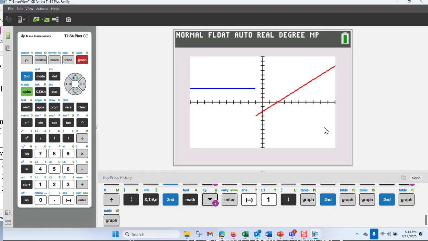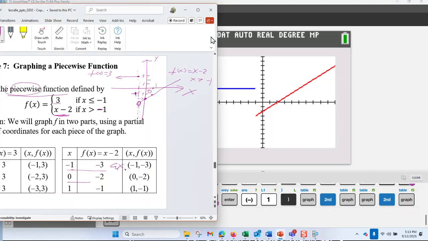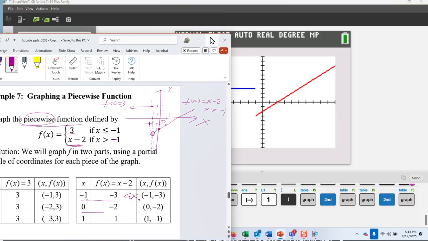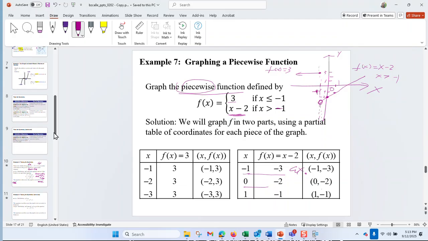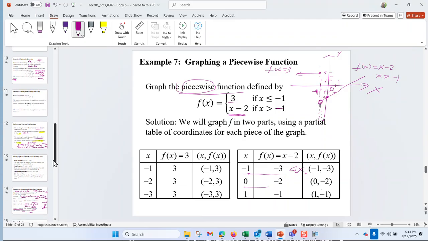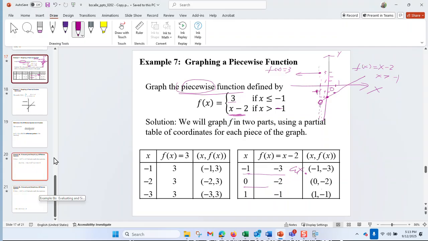All right, so you can do that by hand, but I'm also showing you how to do that in a calculator. Okay, any questions? All right, so piecewise, sometimes people find it a little bit challenging to do. So this is how you do the piecewise. You just have to graph two pieces in one equation, in one graph, you know, two functions in one graph, okay?